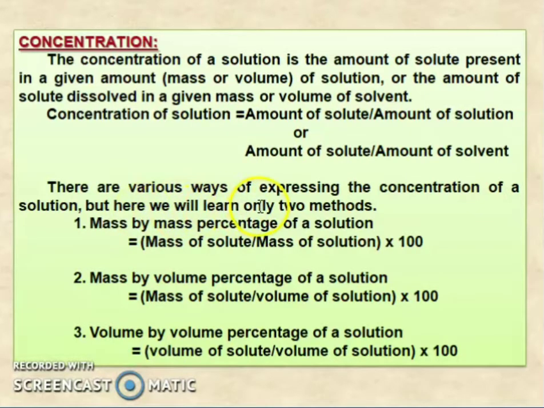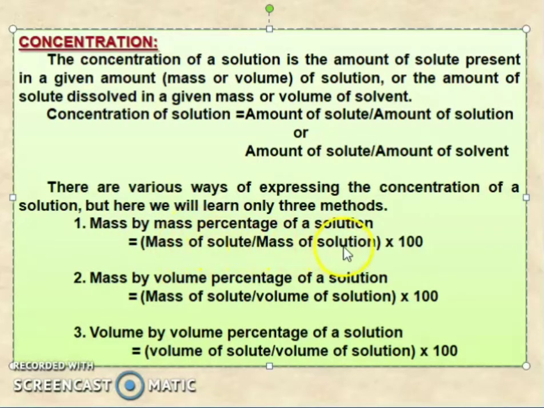First, mass by mass percentage of a solution. Mass by mass means we take the mass of the solute upon the mass of the solution, into 100, to find the percentage. Next, mass by volume percentage of a solution: mass of the solute upon the volume of the solution, into 100. Next, volume by volume percentage of a solution: volume of the solute upon the volume of the solution, into 100. Using this, we can do one example.